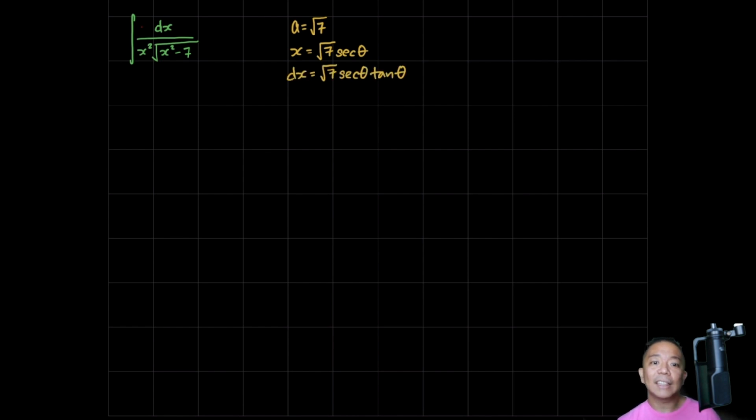Consequently, our dx, I forgot the d theta. Anyway, I apologize. Our dx is square root of 7 secant theta tangent theta d theta. So, let's perform the substitution.